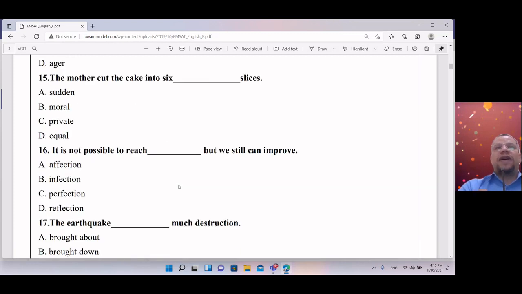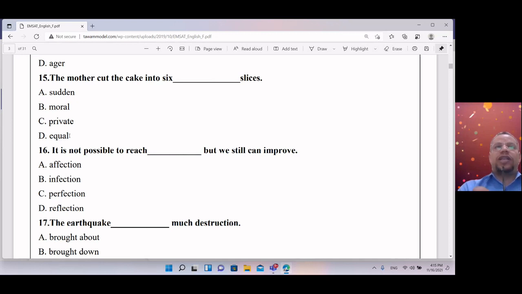Next, the mother cut the cake into 6 slices. Okay, questions? If you have a question, just write it, guys. The mother cut the cake into 6 slices.